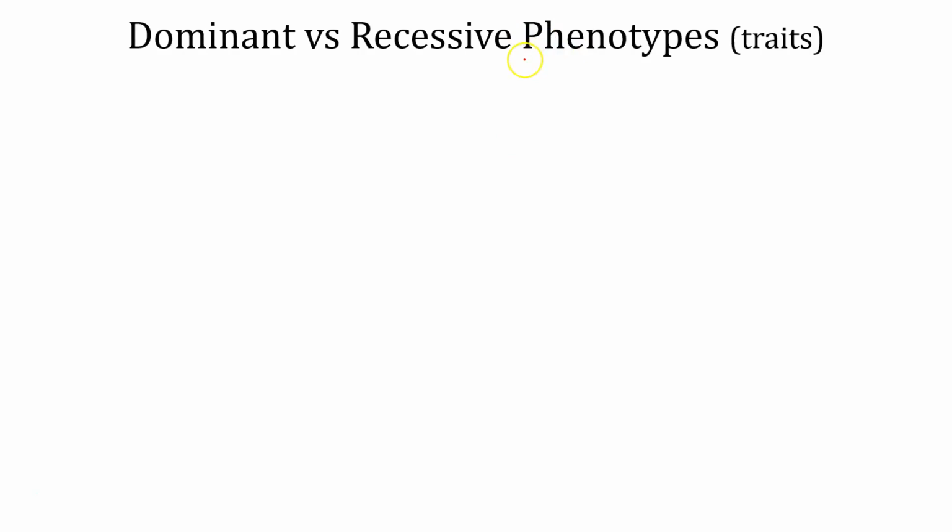Recall that a phenotype is basically the way that one would appear. So my hair color, for example, is a phenotype, or the shape of my nose is a phenotype, or how tall I am is a phenotype. Phenotypes are basically the appearance of what are known as traits, and traits are different attributes that an organism might have.